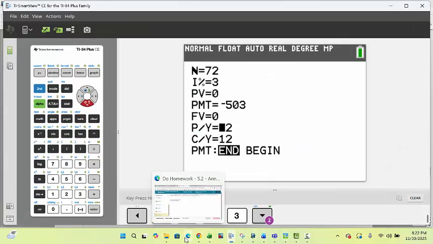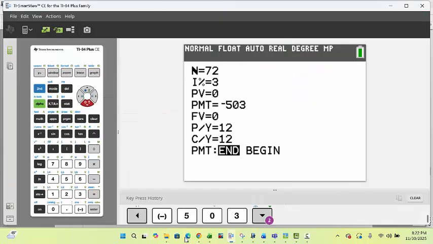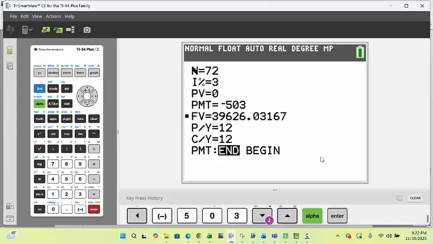Let me double check. 503. End payments, end of each period, so 12 times a year. Let's highlight the future value right here. Alpha solve. 3962603.